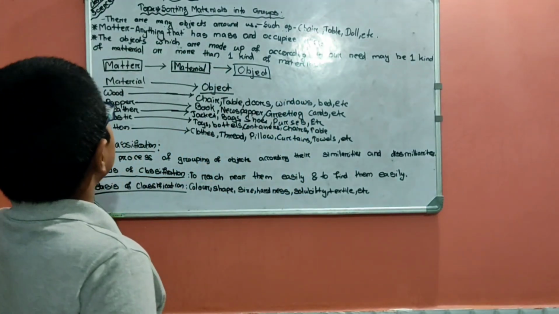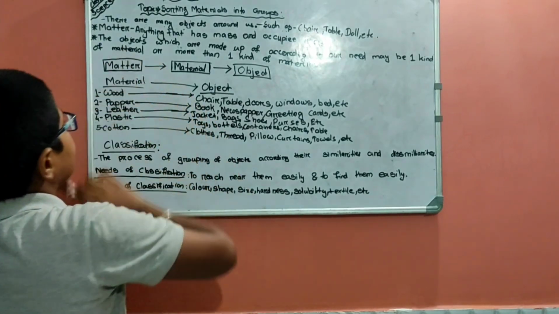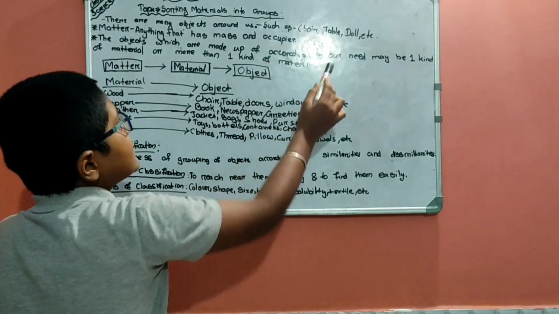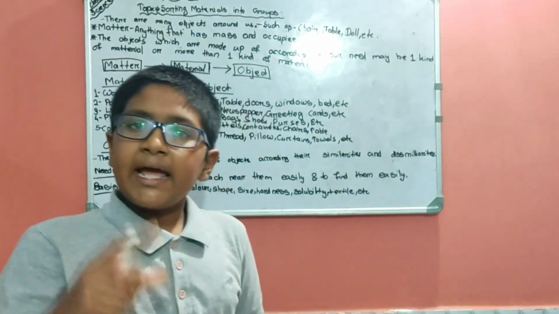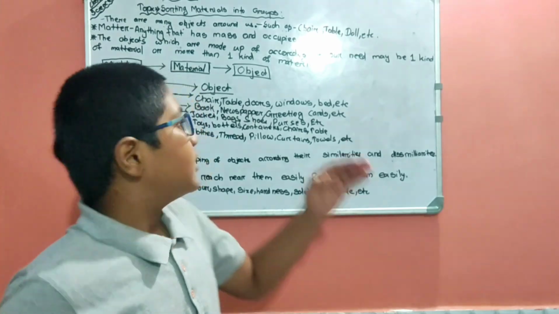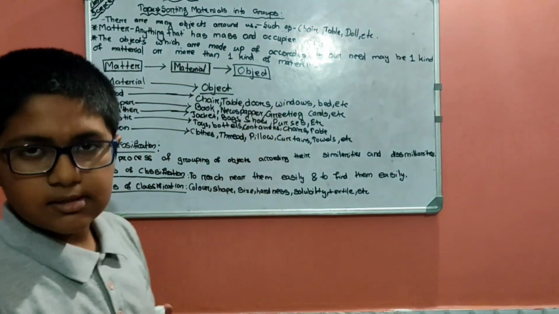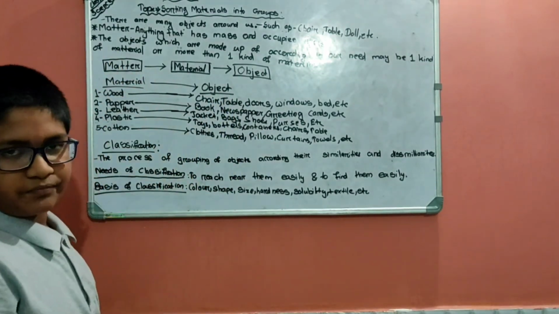Now we will tell what matter is. Matter is anything that has mass and occupies space. When anything has mass, meaning weight, and it occupies space, it is called matter.